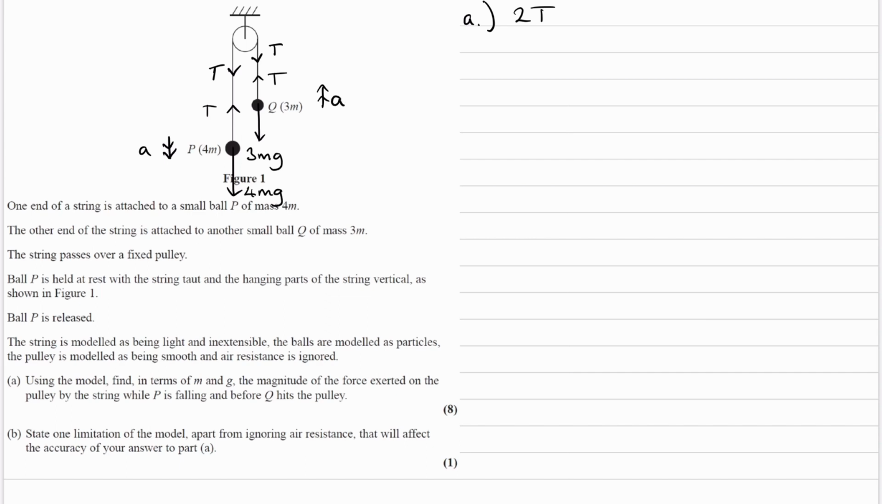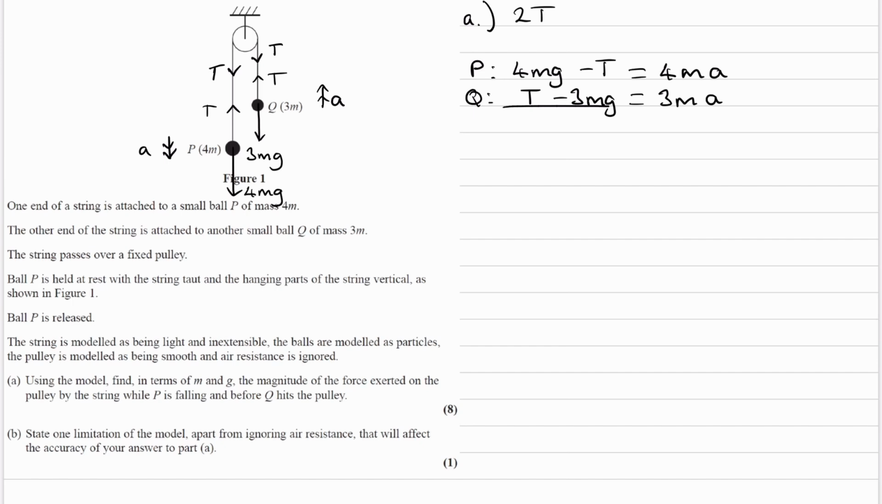We form our two equations of motion. So for P, it will be 4mg minus T, that's the resultant downwards force, is equal to ma, its mass times acceleration. And similarly for Q, the acceleration is upwards, so T minus 3mg would be the overall upwards force. That's the resultant upwards force. And that's equal to ma for this object. So 3m is the mass, times a.